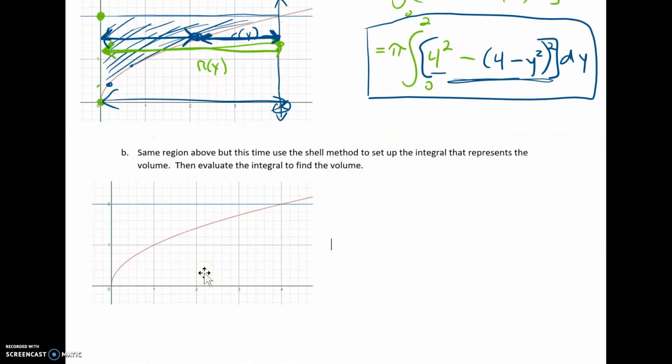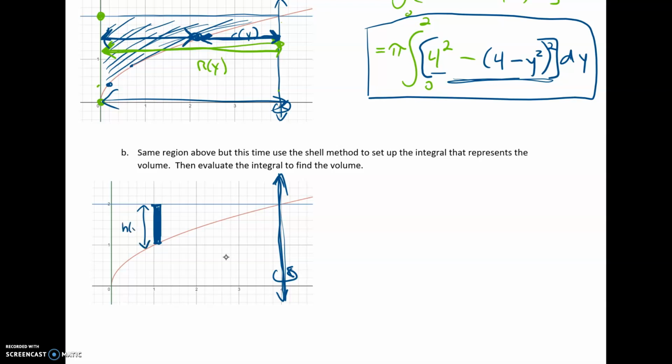Next one, same region. We're going to use the shell method. I like to draw one section right here, one part of the shell, as I rotate it around this line. It helps me visualize what goes on here, because again, I need distances. The shell method works a little differently. We're going to find this distance.